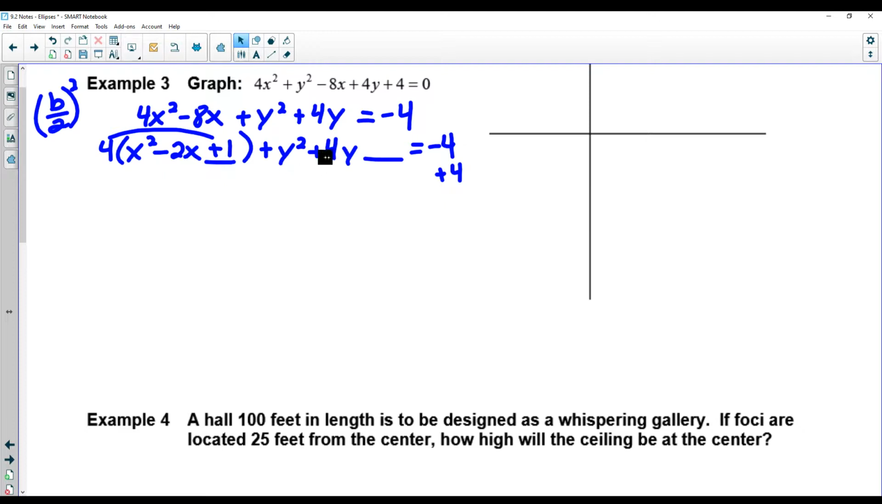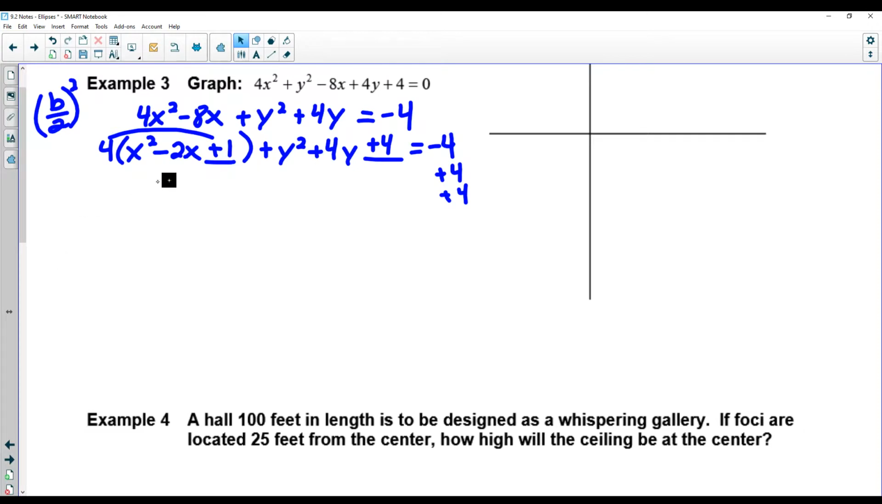All right, so the next part, I'm going to go ahead and do that b over 2 squared again. And half of 4 is 2, and 2 squared is 4. So I'm going to add 4 to this side. And then there's nothing to distribute to this 4. So I just add 4 to that side. This one's so easy.